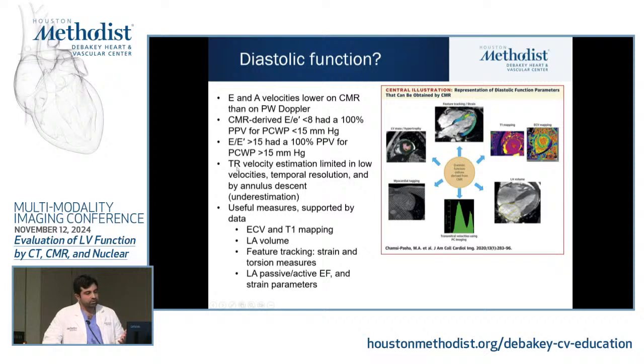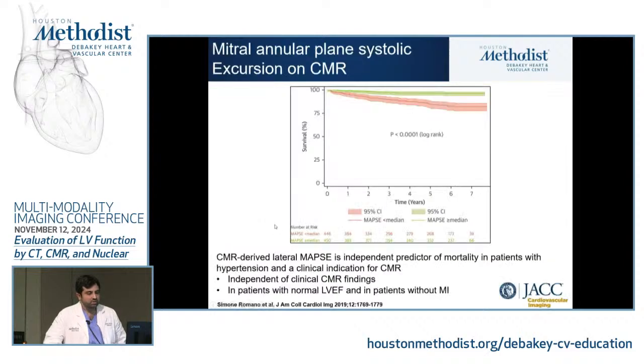And then same thing for TR velocity. Usually it's very low, right? So you can underestimate that on MRI, especially because of the valve moving up and down, and then the temporal resolution limitations. There are aspects to MRI that are not there on echo, so you can get what we call ECV, and that's essentially a measure that infers interstitial expansion and potentially interstitial fibrosis within the myocardium. Obviously, that will be elevated very often in people with diastolic dysfunction. You get accurate left atrial volumes, and then strain measures, and then LA strain measures. So all of these are very helpful in this assessment.